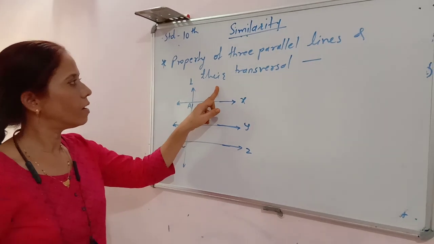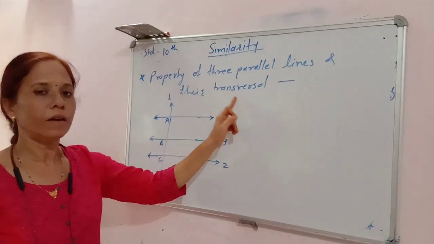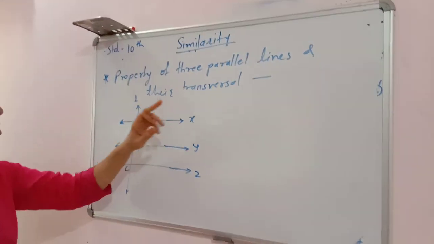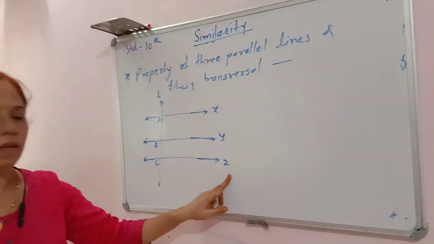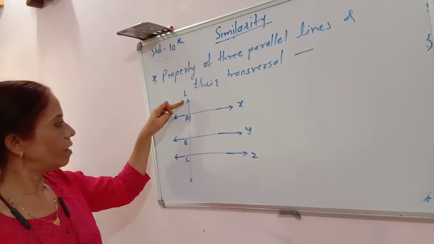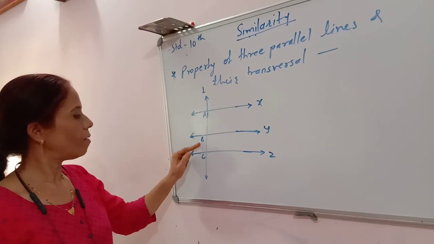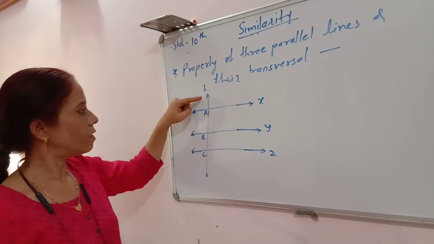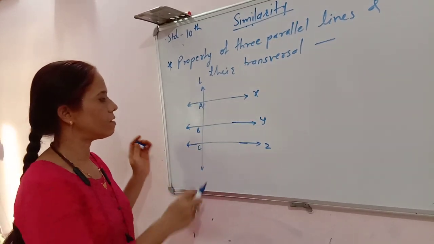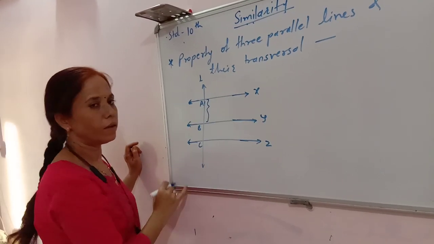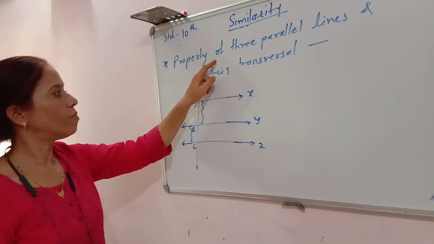After that, there is another property, the property of three parallel lines and their transversal. So what is this property? Let X, Y, Z be the three parallel lines, and another line L divides these three lines at points A, B and C. This transversal makes intercepts on these three parallel lines: intercept AB as well as intercept BC.